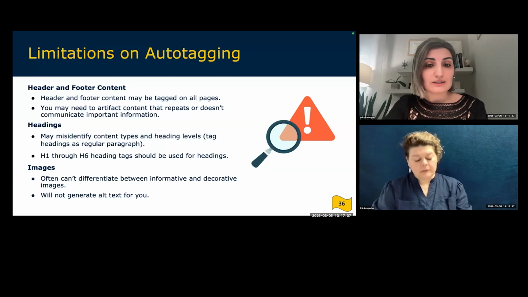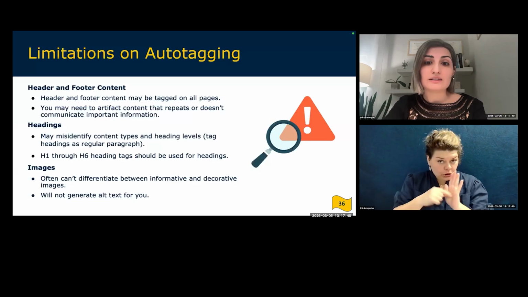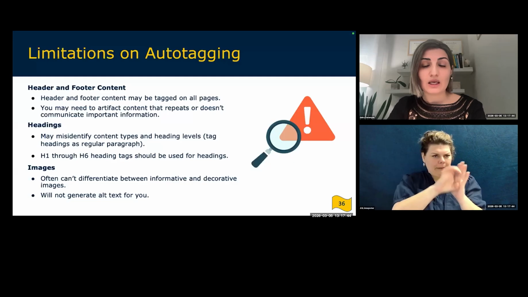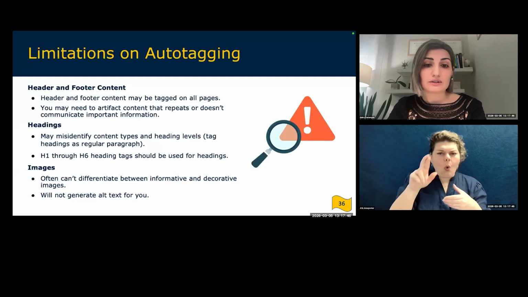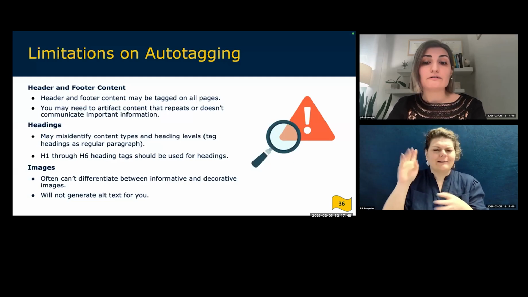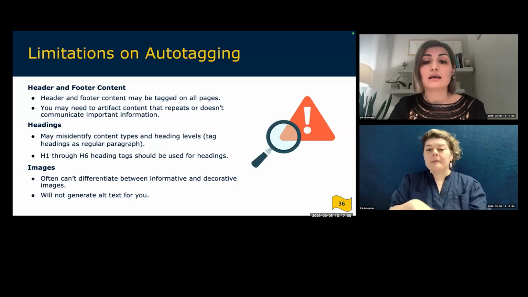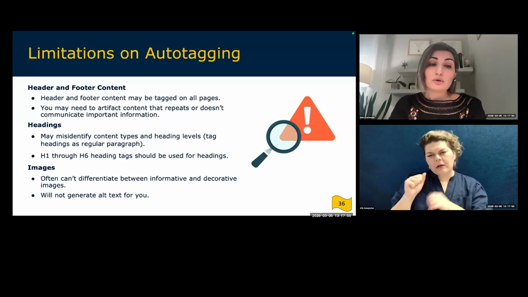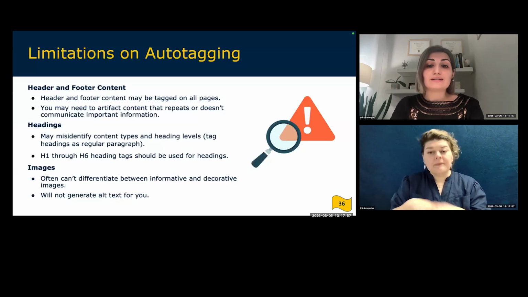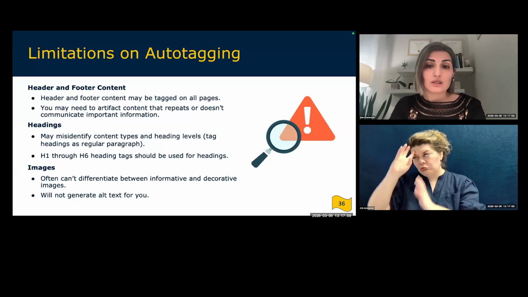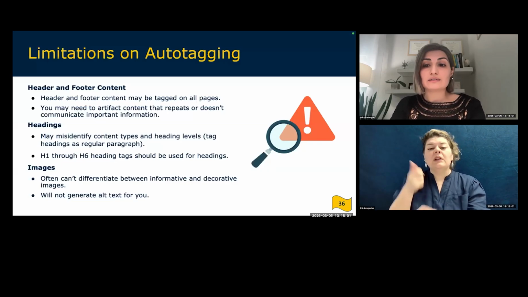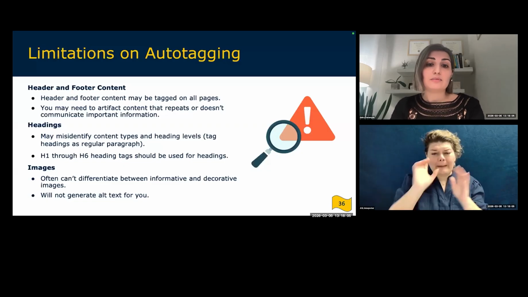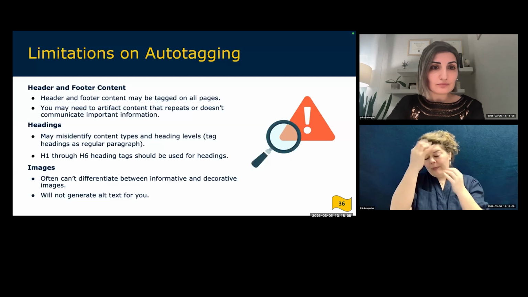And for images, auto tagging often cannot distinguish between informative images and decorative images. Decorative images should be marked as artifacts, while informative images must include meaningful alternative text. Also, auto tagging will not generate alternative text for you. You must manually add clear, descriptive alternative text for any images that convey important information.